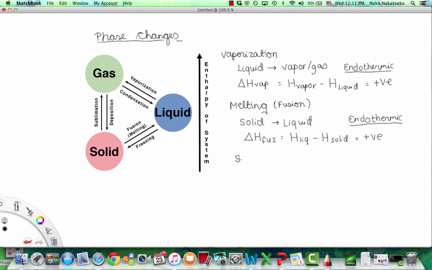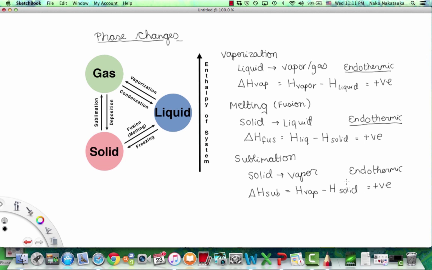Finally, let's look at sublimation, which is going from a solid to a vapor. And you guessed it, when you go from a solid to a gas, it also needs a lot of heat for that to happen, so it's endothermic. And the delta H of sublimation is the H of vapor minus the H of solid, which is positive.